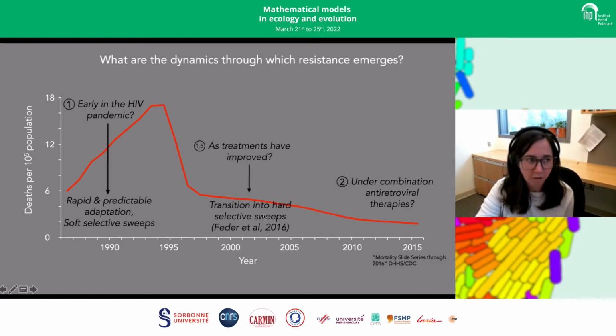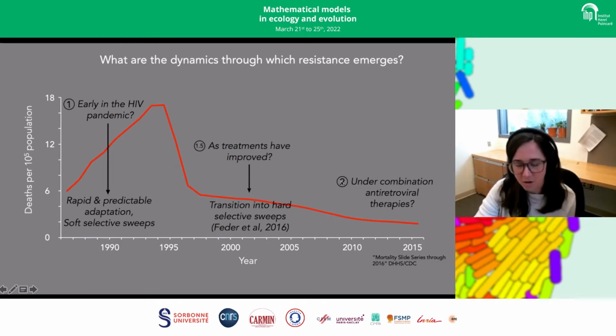And this is something that we can look for in genetic data by comparing the patterns of post-sweep diversity in a variety of individuals treated early in the pandemic and those treated later in the pandemic. But I don't have time to tell you about this story in detail today.